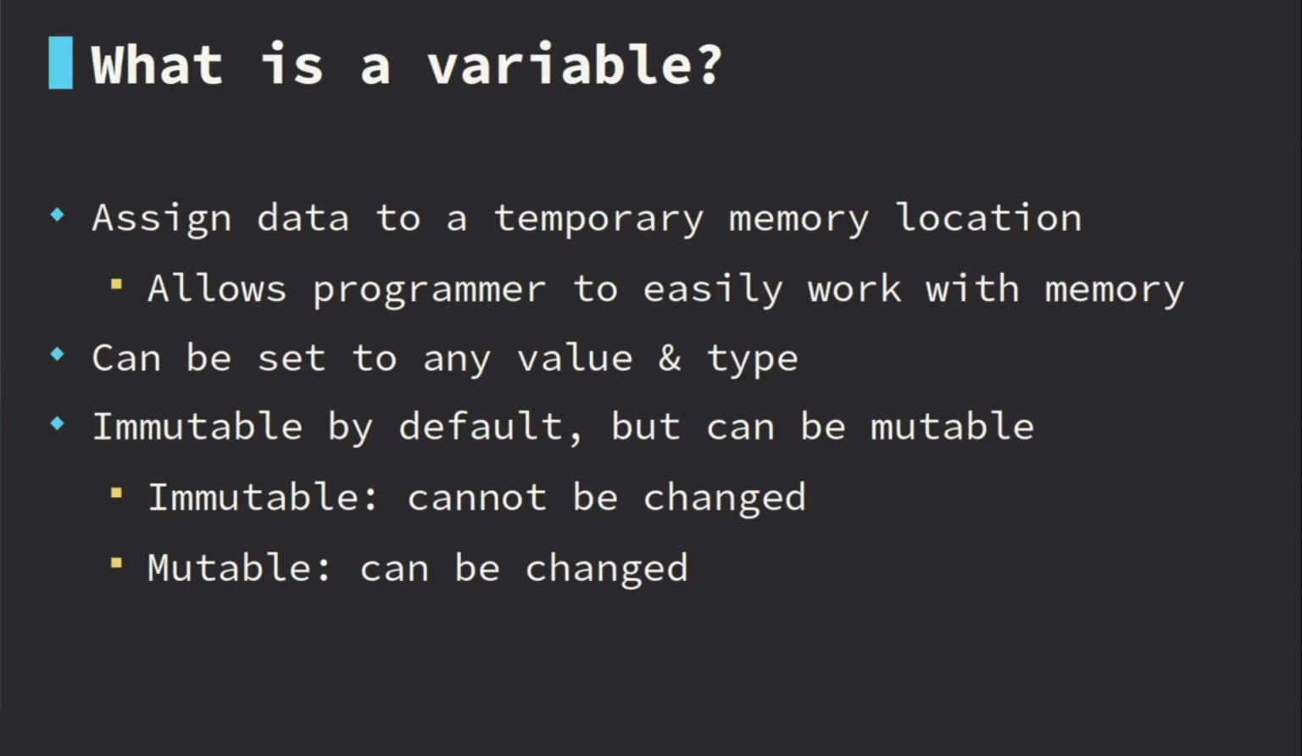So variables can be set to any value and any data type. By default, variables are immutable, but they can be made mutable. Immutable means the data cannot be changed once the variable is created. And this is the default because it makes it easier to reason about programs and less likely to make programming errors. Additionally, the language is able to increase the speed of your program when you have immutable data because it doesn't need to check if anything was changed because nothing can change since it's immutable. And conversely, mutable just means you can change it later.